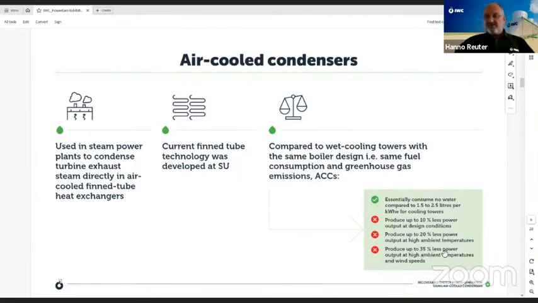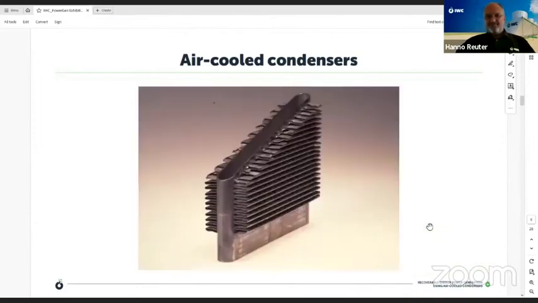We've also experienced that it can produce up to 35% less power output at high ambient temperatures of say 40 degrees plus, and if there are high wind speeds as well. What happens is the back pressures reach alarm levels, and the plants have to be deloaded, or sometimes they even trip. This is actually quite catastrophic, even though it seems to be quite common and frequent at the moment.